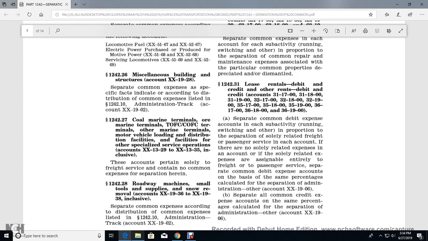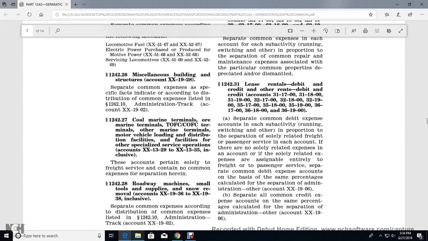1242.31, lease rentals. Debit or credit with the other rentals, debited or credited with accounts 31 17 00, 31 18 00, 31 19 00, 13 17 00, 13 18 00, 13 19 00, 35 17 00, 35 18 00, 35 19 00, 36 17 00, 36 18 00, 36 19 00.